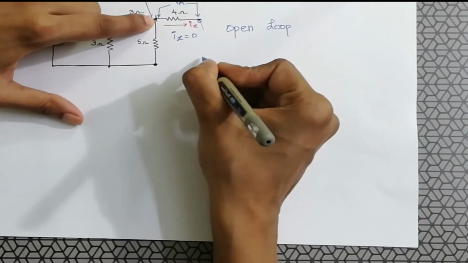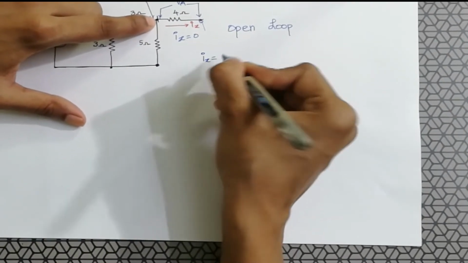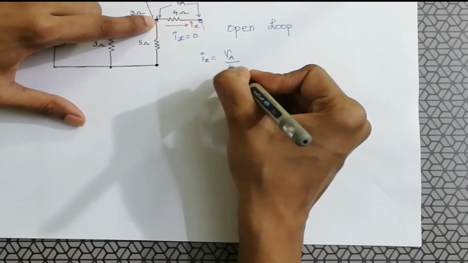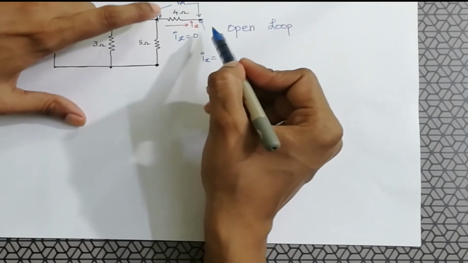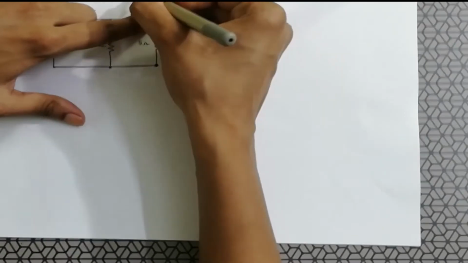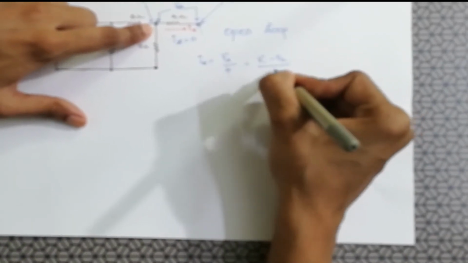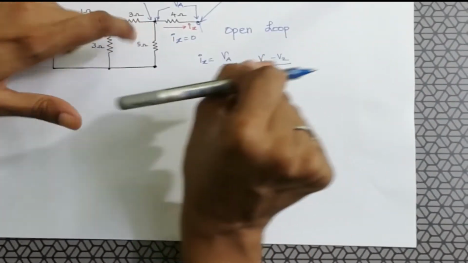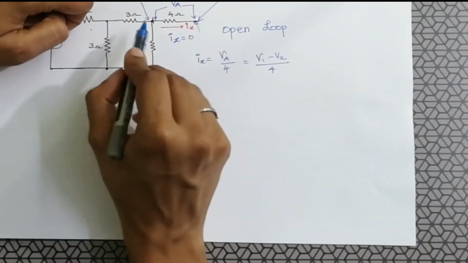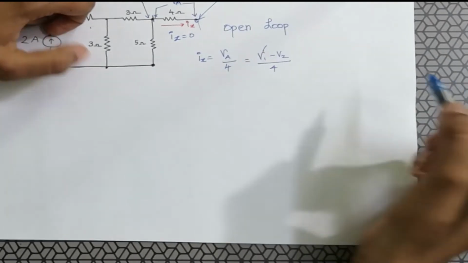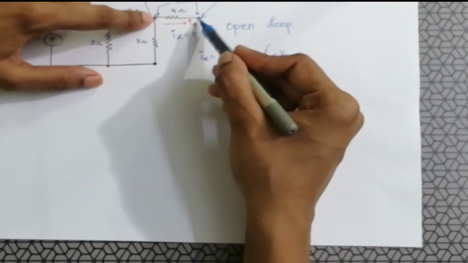In other words, we can also interpret this as Ix is equal to VA divided by 4. VA is nothing but the potential difference between this and this. VA is (V1 minus V2) divided by 4 if the current is travelling in this direction, meaning from V1 to V2. Only then V1 is higher, V2 is lower.